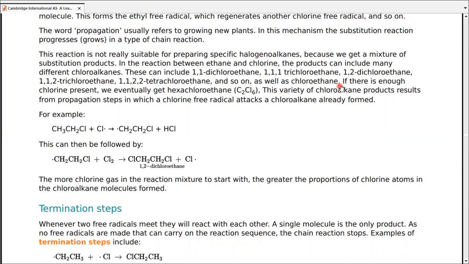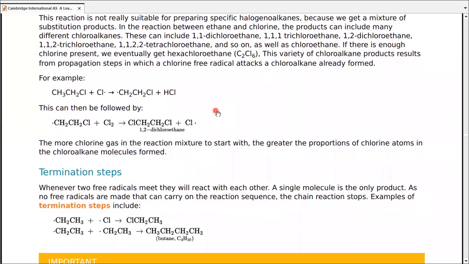So, it gives a really good idea that we can have a single chlorine based product, or we can substitute two hydrogen atoms, maybe three, maybe four, maybe five, or eventually it can replace all six hydrogen atoms so that we get hexachloroethane at the end. So it really depends upon how long or with what kind of condition the reaction goes, and we can have different products, which means we cannot target a specific halogenoalkane by doing this. That's not how they are prepared.